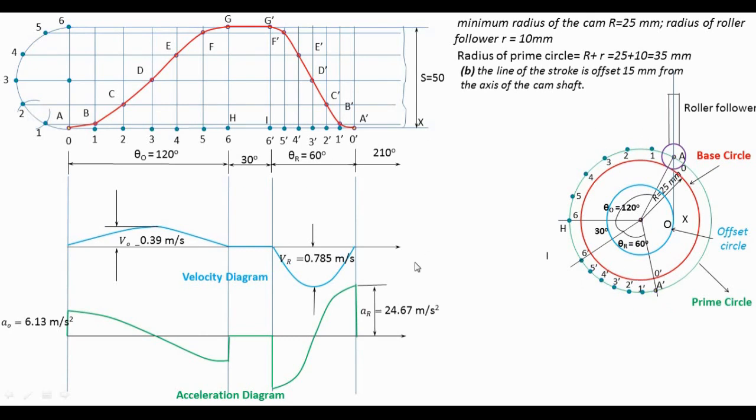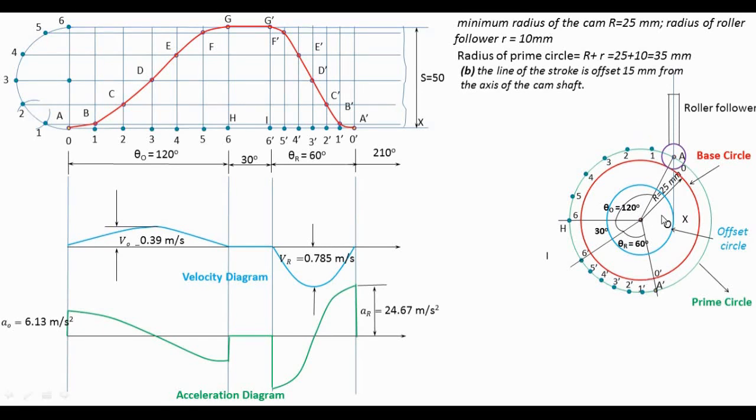Okay. So the next thing is, after drawing the base circle, the first step was we drew the offset circle, and after that we drew one vertical line tangent to the offset circle. This is the stroke line. So the basic difference between offset follower and radial follower is, in case of offset follower, the axis of follower will not intersect with the axis of cam. Here you can see that this is the axis of cam, this is the axis of follower.